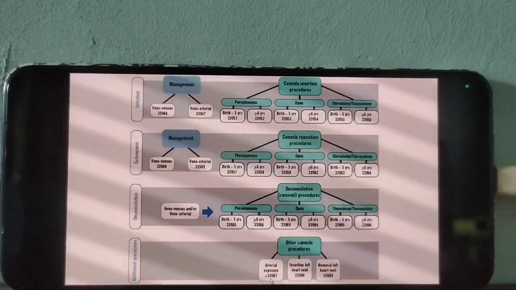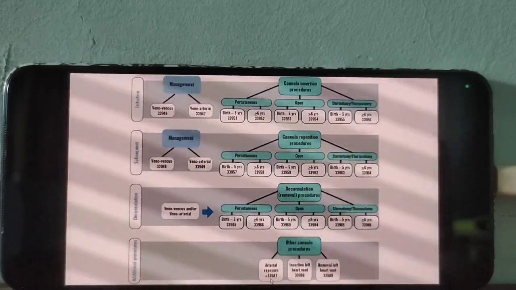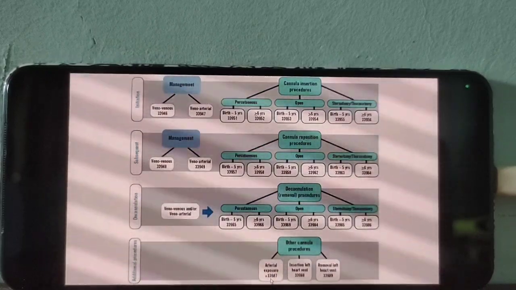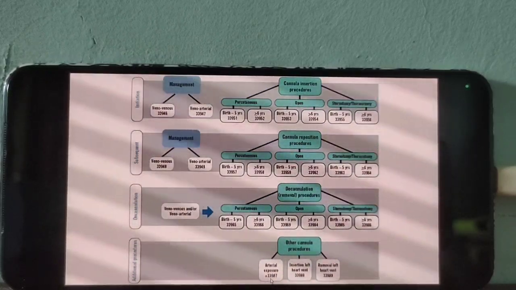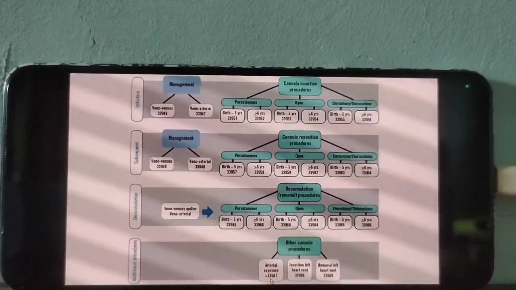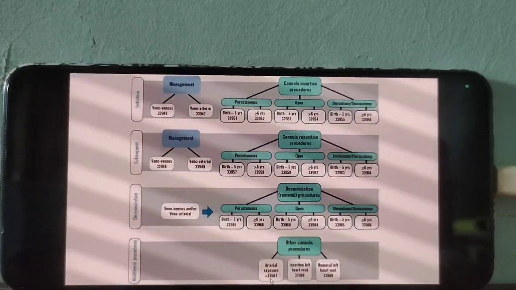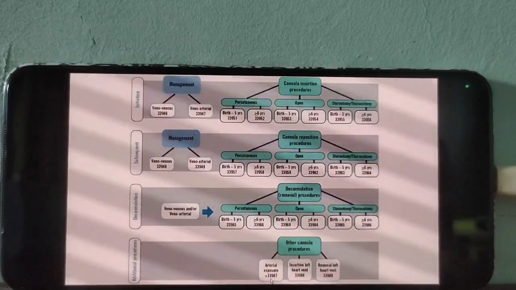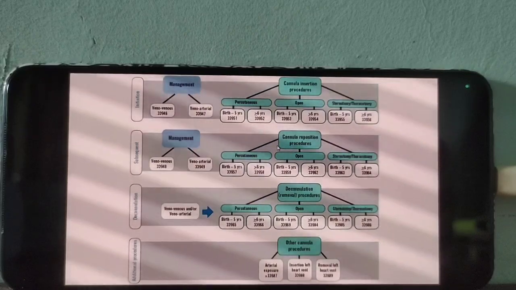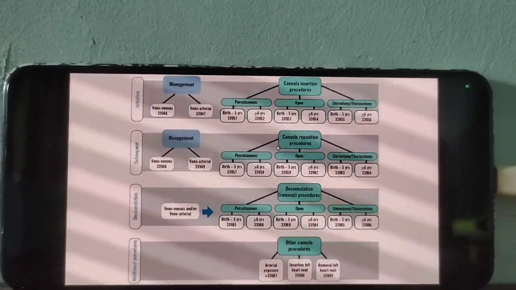Insertion of left heart ventricle, we will discuss later. 33988 for insertion of ventricular device. For removal of the device, go for 33988. So these three code sections can be reported along with the cannula procedure. That's it. The information is given in the flowchart.